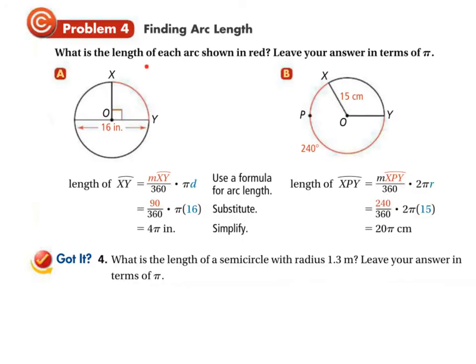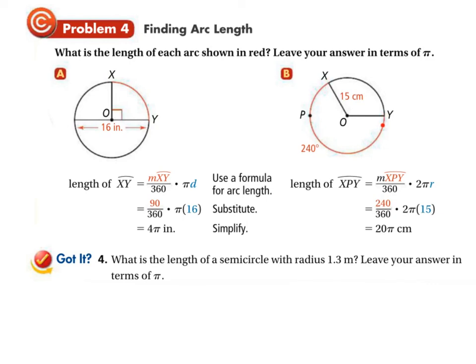Okay, so what is the length of each arc shown in red? Leave your answer in terms of pi. Well, we know that this is 90 degrees. We know that 90 over 360 is going to give you some fraction, and it's 1/4, times pi times diameter. They gave us the diameter, so we're using pi times diameter. We say 1/4 of 16 pi is 4 pi, and the units are inches. 4 pi inches for that section.